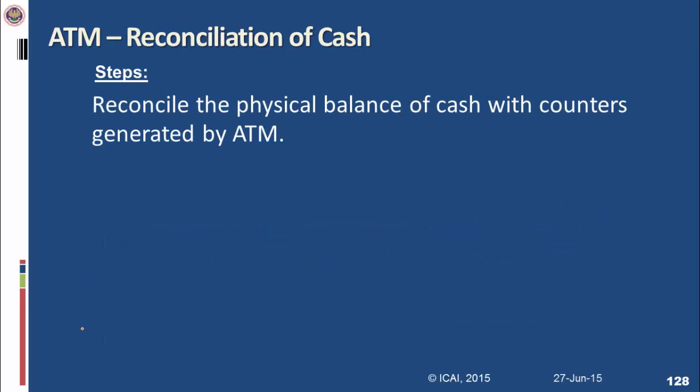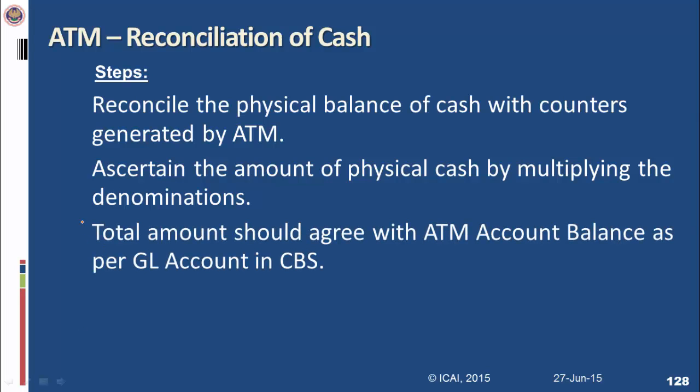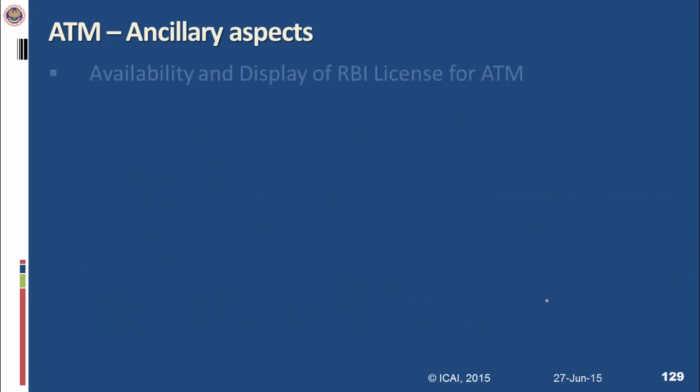Reconcile the physical balance of cash with the cash counter generated by the ATM. Ascertain the amount of physical cash by multiplying the denomination. Total amount should agree with, important one, the ATM account balance as per GL account in CBS. In case of verification of ATM at the time of end of day, the balance will also agree with the switch balance if the time is the same.